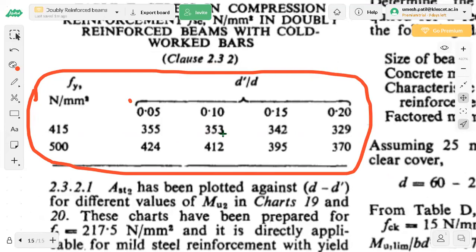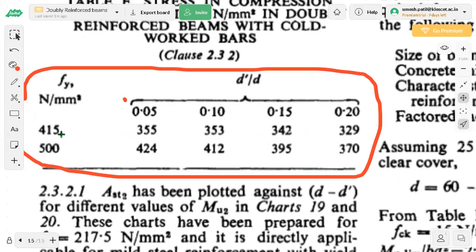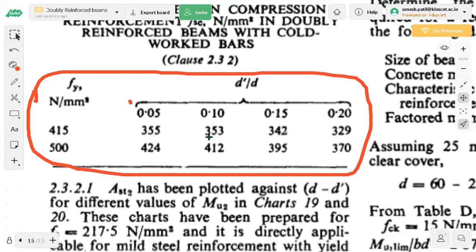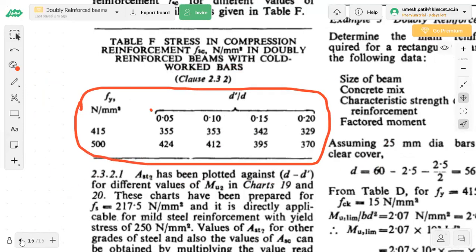When this will happen is, imagine I told you 50 is D dash, 500 is D. So D dash by D is 0.1, which is here 0.1. For 415 and 0.1 D dash by D ratio, the value of FSC is 353 Newton per mm square. I'll show you again with respect to the problem also.